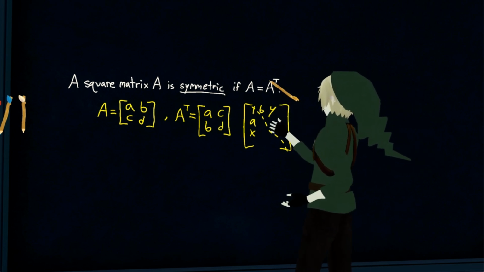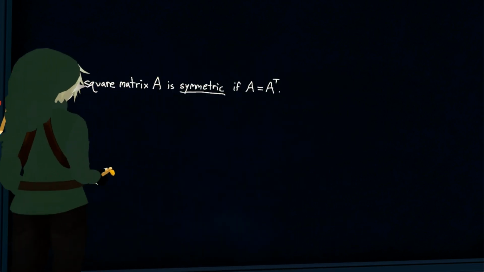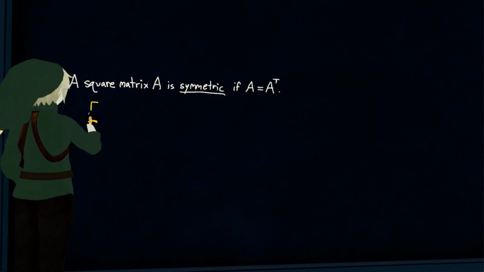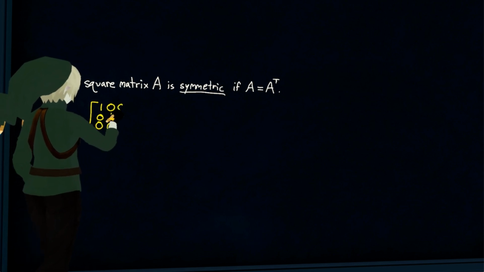So now with that, what does a symmetric matrix look like? Here are some examples. Right. A good example is the identity matrix. The identity matrix is symmetric.